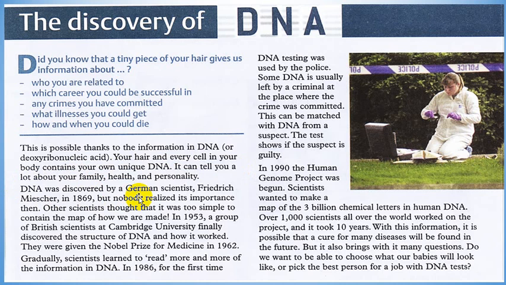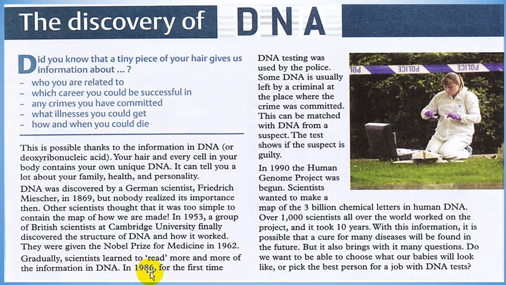DNA was discovered by a German scientist, Friedrich Miescher, in 1869, but nobody realized its importance then. Other scientists thought that it was too simple to contain the map of how we are made. In 1953, a group of British scientists at Cambridge University finally discovered the structure of DNA and how it worked. They were given the Nobel Prize for Medicine in 1962. Gradually, scientists learned to read more and more of information in DNA.